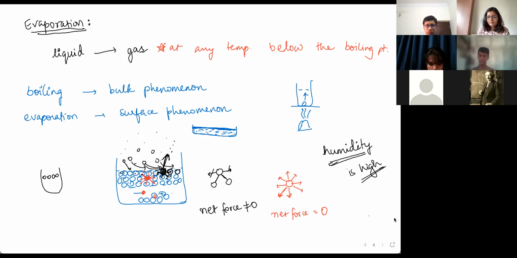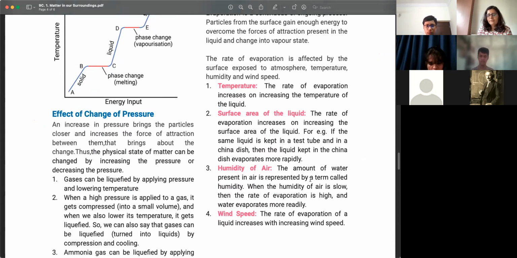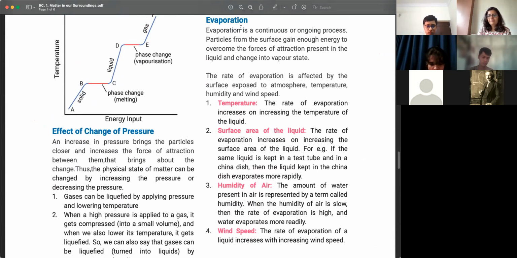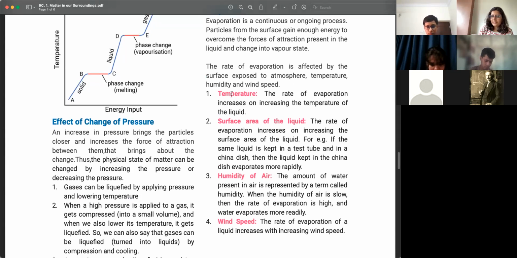Okay. So these are the 4 factors of evaporation. Note this down because again, a lot of questions come from it. It's a continuous ongoing process. Particles from the surface gain enough energy to overcome the forces of attraction present in the liquid and change into vapor state. So the rate of evaporation is affected by temperature, surface area, humidity, and wind speed. Once you note these down, note them in shortcut: note down the factors of evaporation, these 4 words, and then just write temperature.